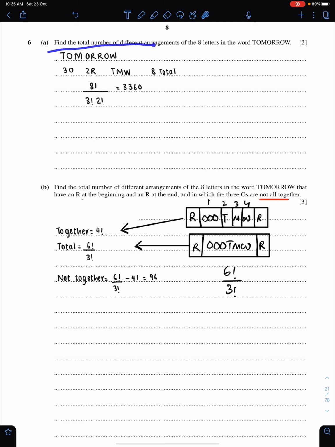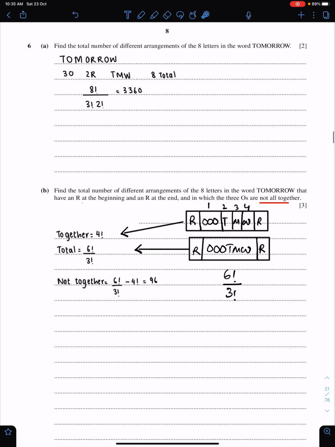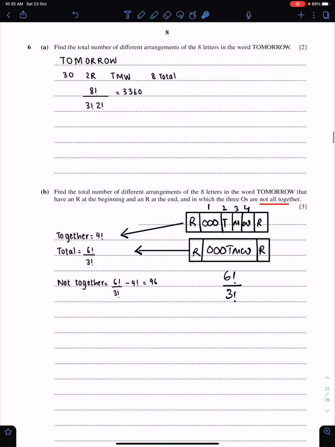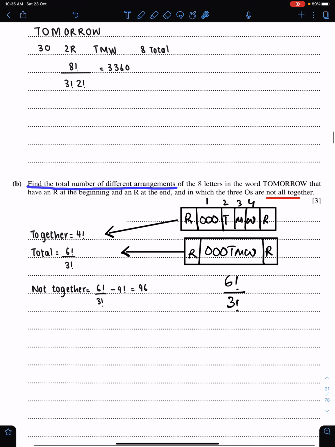Find the total number of different arrangements of 8 letters in the word tomorrow. This is very simple. 8 factorial divided by factorial of the repeated letters. 3 O's and 2 R's. Now this part is very important. This is of permutations. Find the total number of different arrangements of the 8 letters in the word tomorrow that have an R at the beginning and R at the end, and in which the 3 O's are not all together. So we have to do this question in this way.